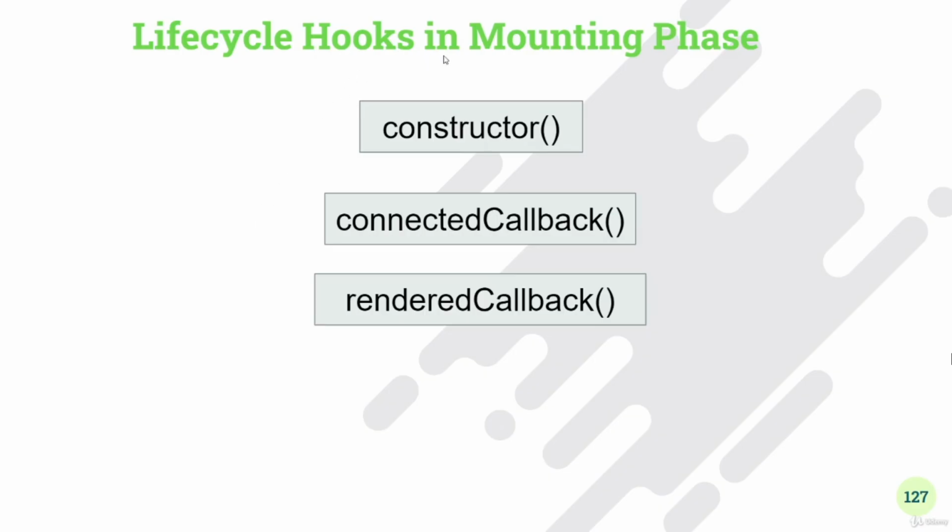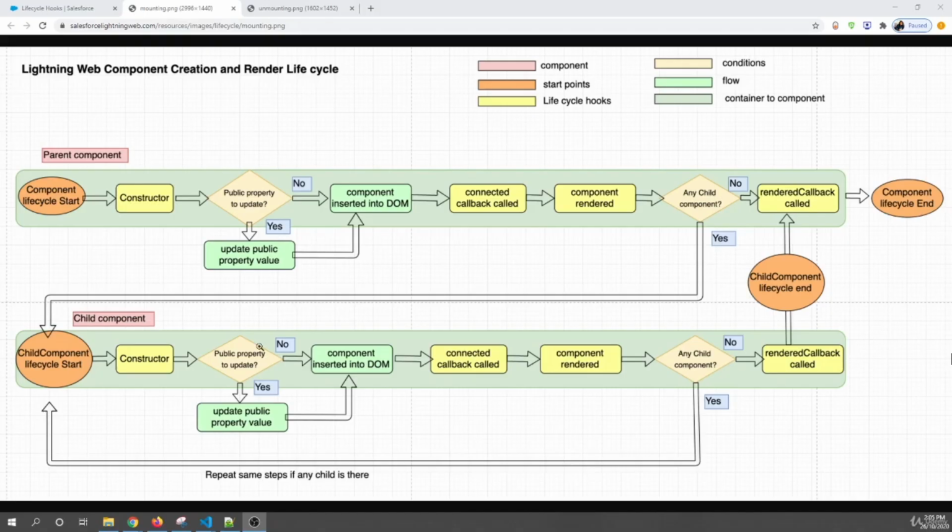Before explaining these methods, I want to show you the flow, how exactly the components load and how things work behind the scenes. If you look at this flow chart, this is the exact way the lifecycle hooks get called. Suppose you create a component here. As soon as your component starts loading into the Salesforce engine or the web browser, it first calls the constructor method. Then it will check whether the public properties need to be updated.